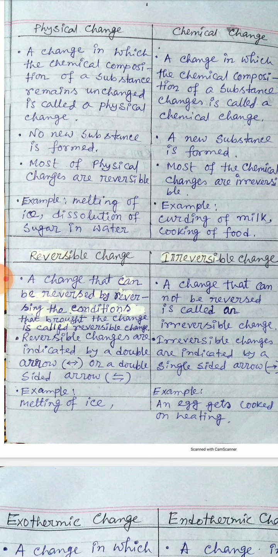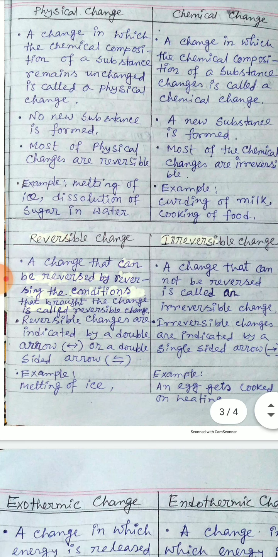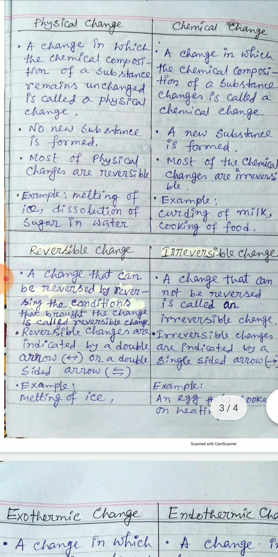Third point, most physical changes are reversible, while most chemical changes are irreversible. Examples of physical changes: melting of ice, dissolution of sugar, boiling of water, etc. Examples of chemical changes are curdling of milk, cooking of food, etc.